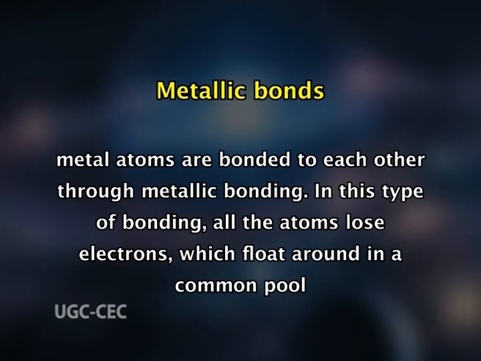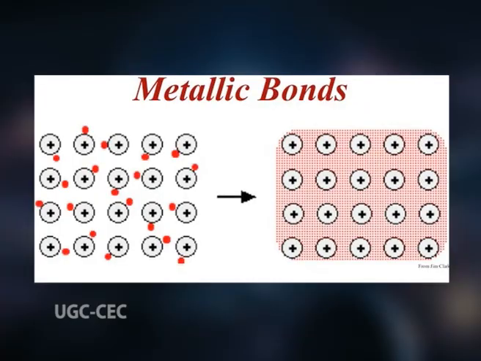Metallic bonds. Metal atoms are bonded to each other through metallic bonding. In this type of bonding, all the atoms lose electrons, which float around in a common pool. The electrons in this pool can move around freely, which is why metals can transfer heat or electricity so well. If one part of the metal is heated, the electrons carry the heat quickly to other parts.